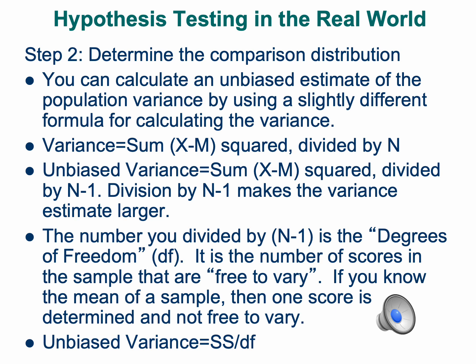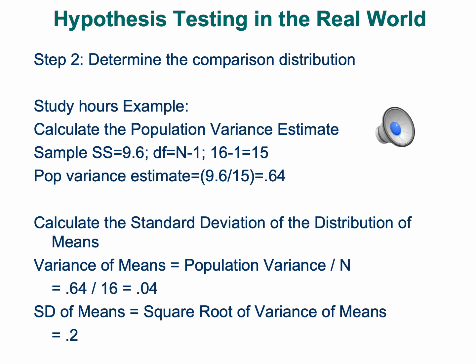So if you know the mean of a sample, or the total of a sample of scores, then n minus 1 are free to vary, so that's the degrees of freedom. The unbiased variance estimate is equal to the sum of squares divided by the degrees of freedom, and not by n. Okay, now we're going to calculate all these for our study hours example.